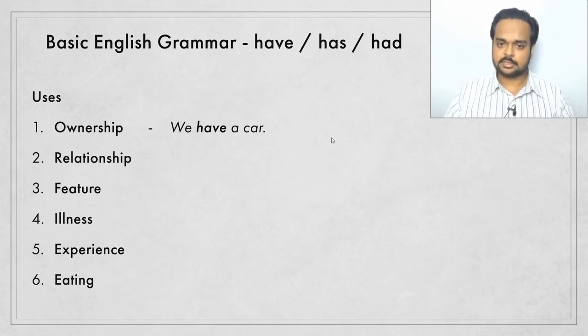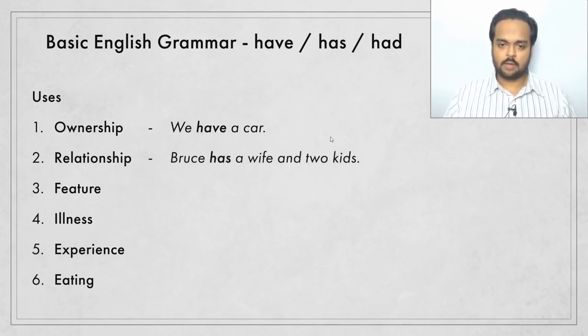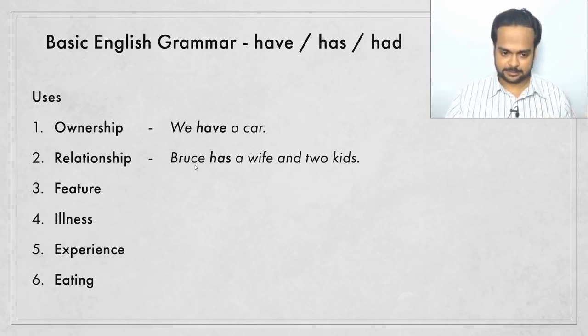The second use is relationship. Bruce has a wife and two kids. Obviously, it doesn't mean that he owns them. Here, the verb has just shows a relationship between Bruce and his family. Now, note that we're using has because the subject of the sentence is Bruce, and Bruce is a singular noun. Now, if the subject were I, we would say, I have a wife and two kids. But here, Bruce is singular, so we're saying has.